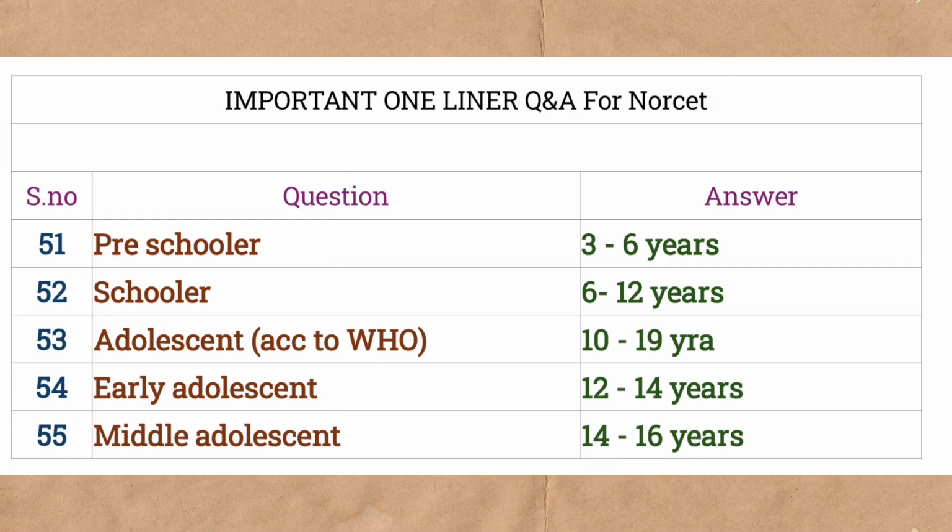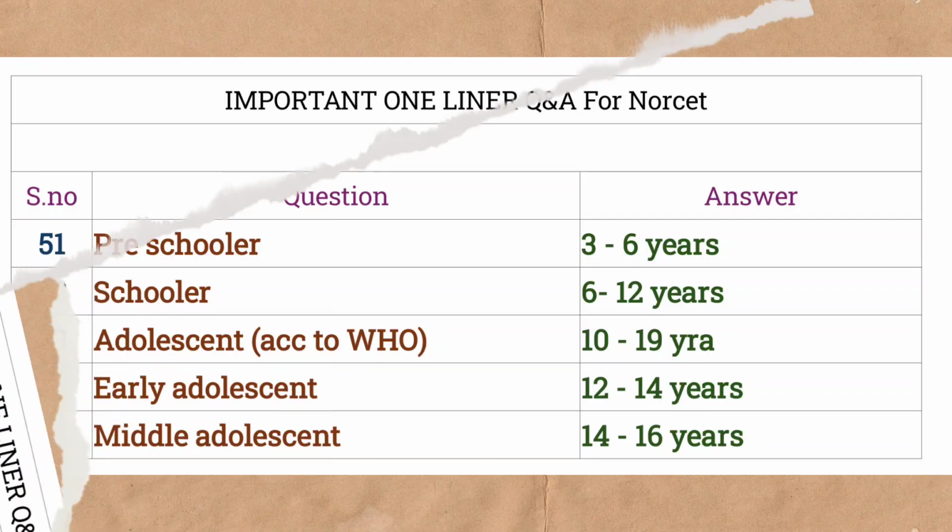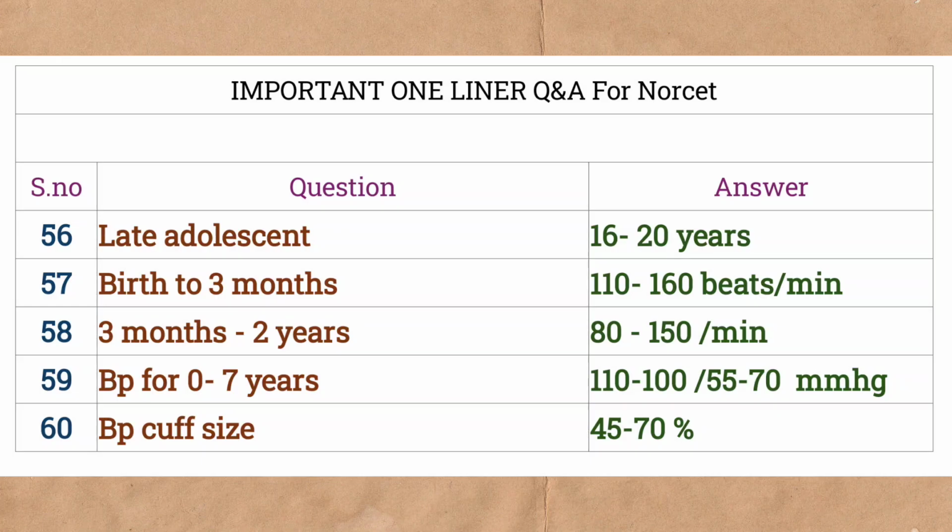51. Preschooler: 3 to 6 years. 52. Schooler: 6 to 12 years. 53. Adolescent according to WHO: 10 to 19 years. 54. Early adolescent: 12 to 14 years. 55. Middle adolescent: 14 to 16 years. 56. Late adolescent: 16 to 20 years.